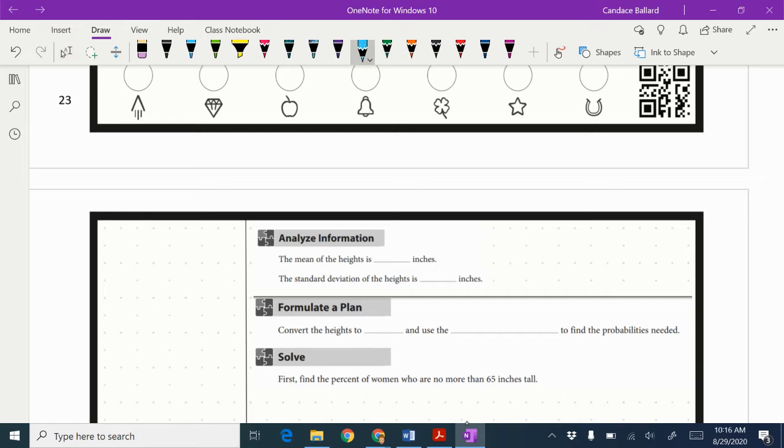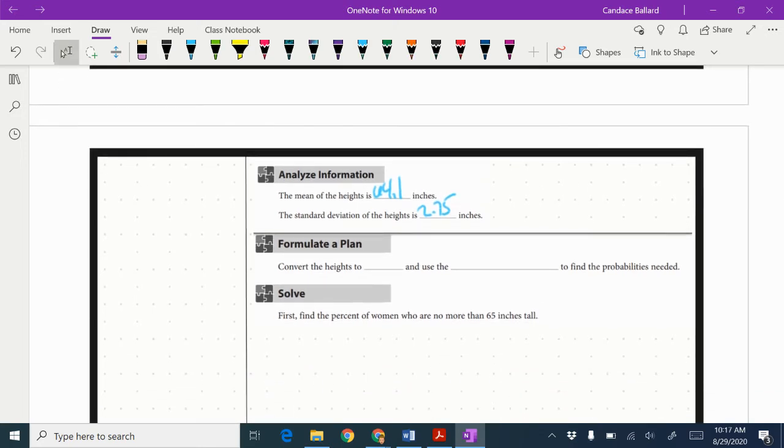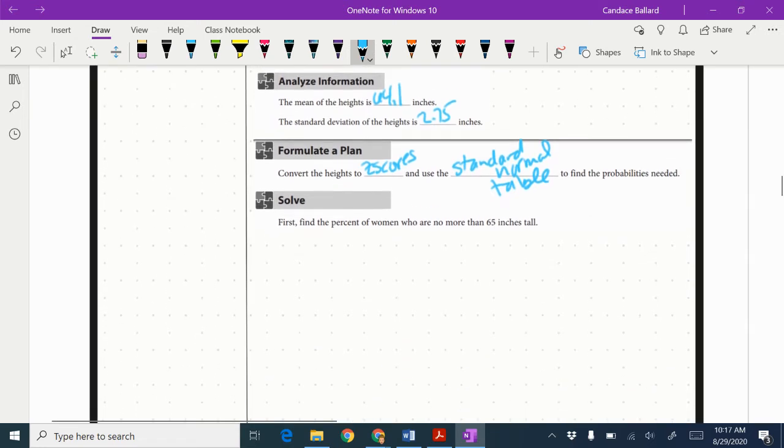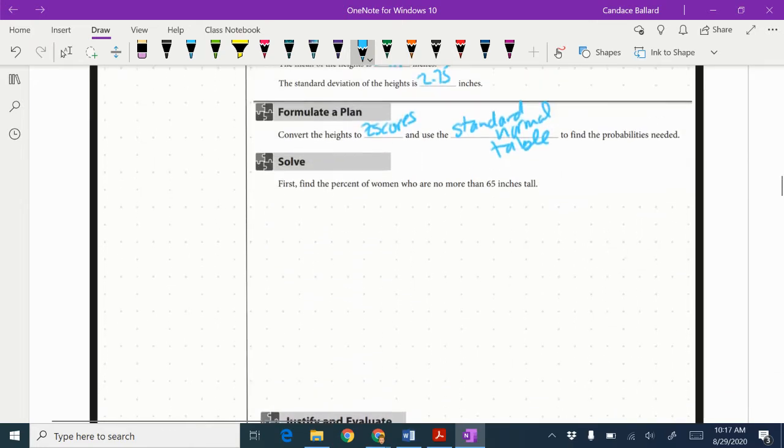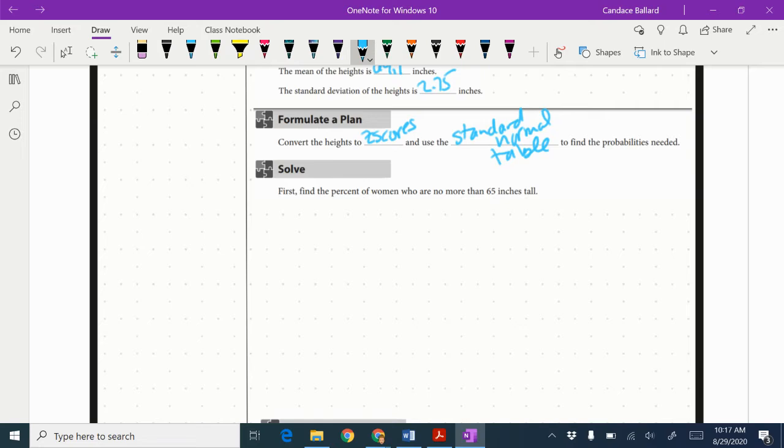So we're going to set up our problem here. The mean of all the heights is, they told us, 64.1. And then they told us the standard deviation is 2.75 inches. So we're going to convert the heights to z-scores and use the standard normal table to find the probabilities needed. The first thing is to find the percentage of women who are no more than 65 inches tall. We're going to solve both of them.